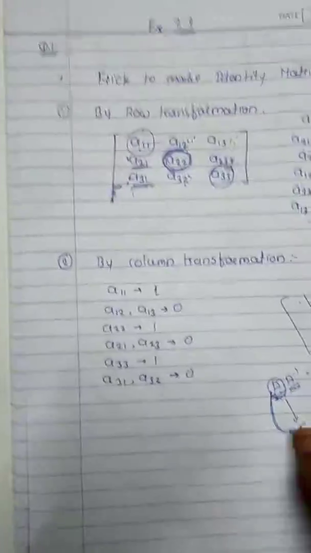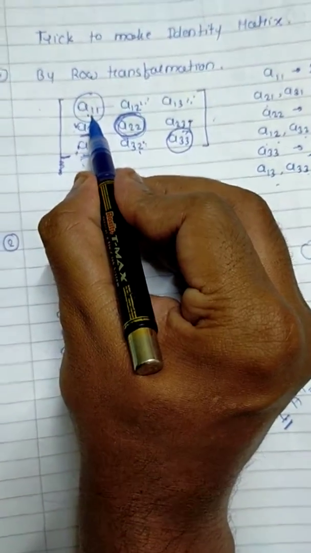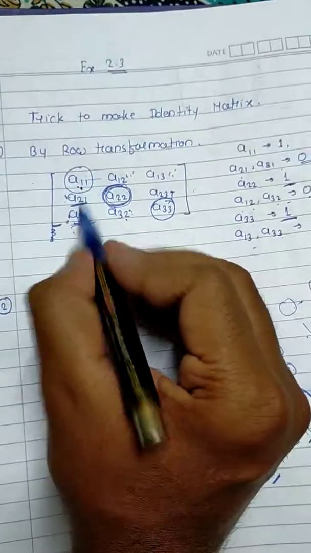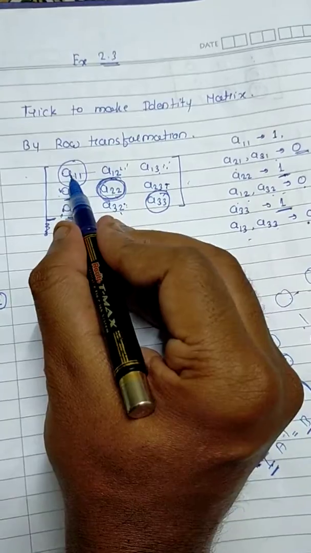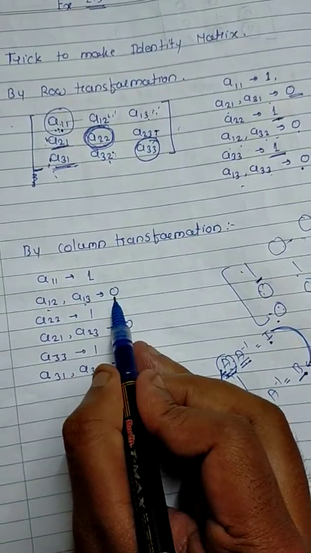Now we will see for column transformation. For column transformation it is quite the same. First we will make it 1. This 1 is done. Now in rows we had given rows 1 2 3 separately. Now we will take columns. A11 is done. Who is with A11? A12 A13. When you are making this as 1, you will make these 2 as 0. A12 A13 0.